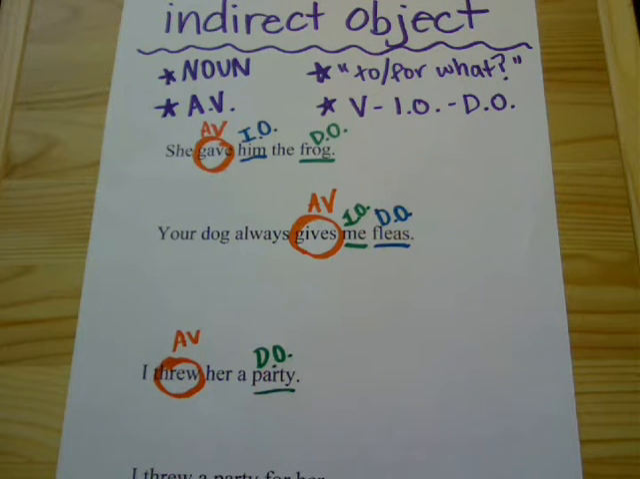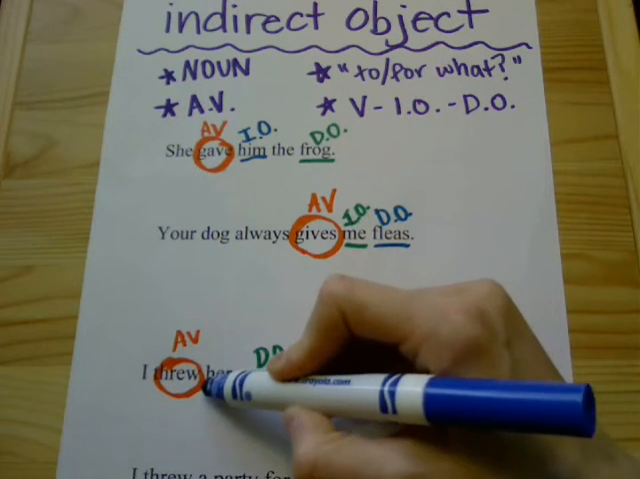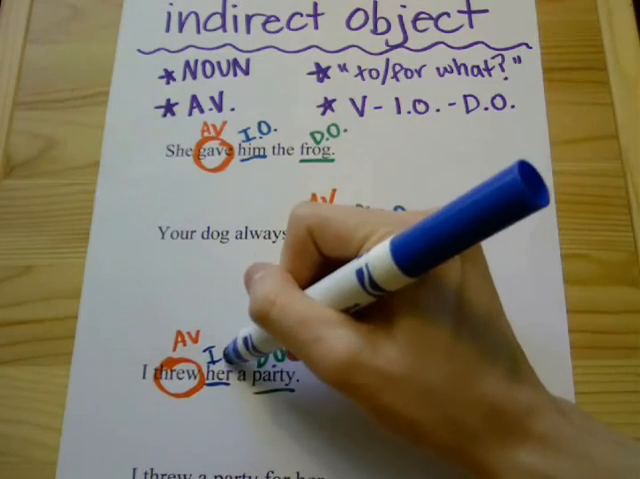And we threw the party to or for what? Well, I threw a party for her. So her is our indirect object.